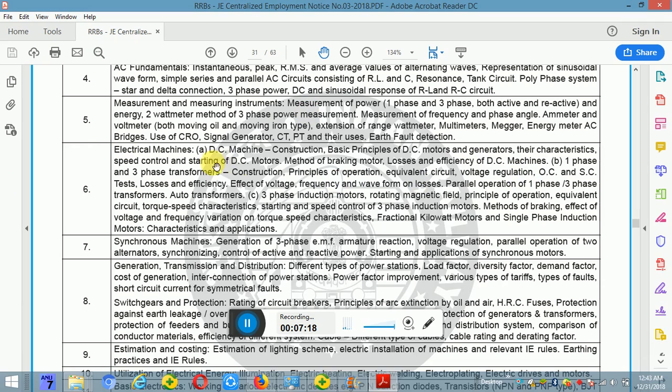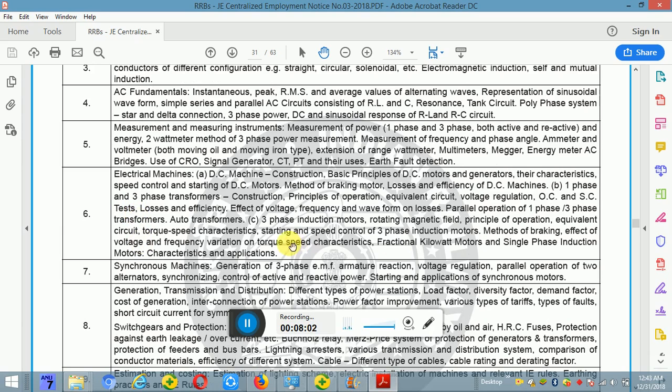These are only DC machines. And next, AC machines, that is single phase and three phase transformers: construction, principle and operation, equivalent circuit, voltage regulation, OCC test. In this also we need to study total construction and basic principles of DC motor, DC generator, transformers, single phase transformers, three phase transformers, single phase induction motors, three phase induction motors, and losses and characteristics of all of the motors.